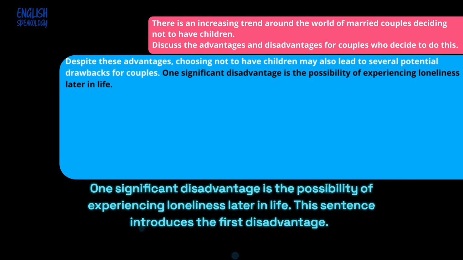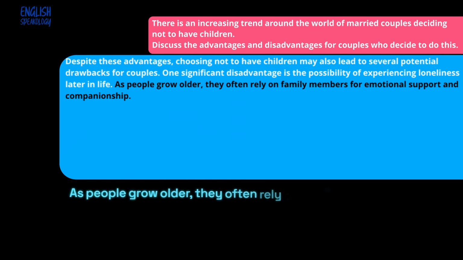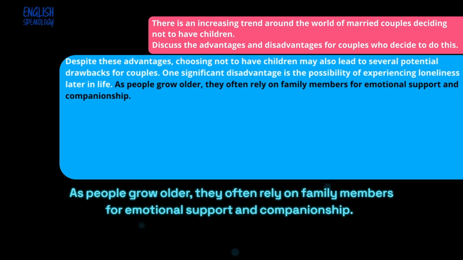Now we explain this idea further. As people grow older, they often rely on family members for emotional support and companionship. This sentence explains why loneliness might occur. The word companionship is very useful vocabulary for essays discussing family relationships, society, and psychology. It refers to emotional presence, friendship, and support. This explanation connects logically to the previous sentence.